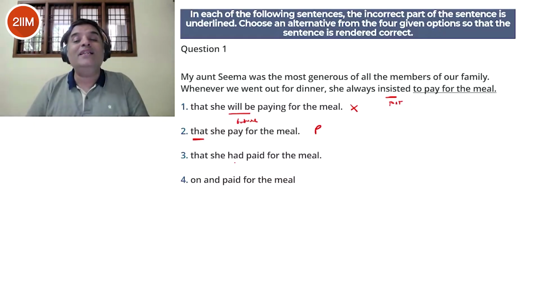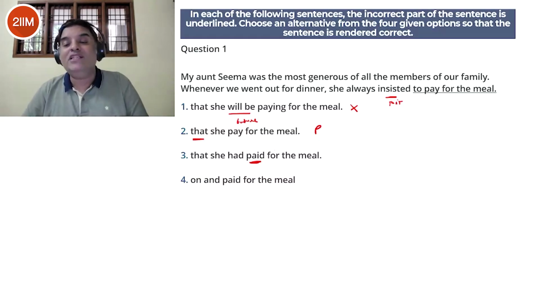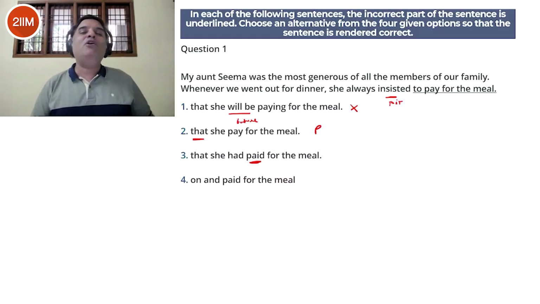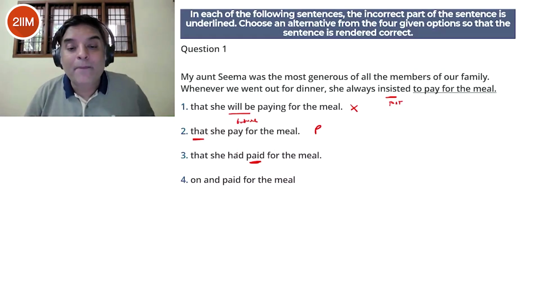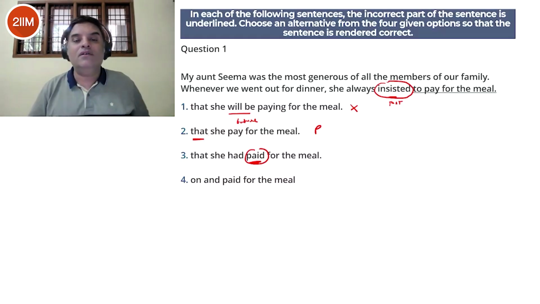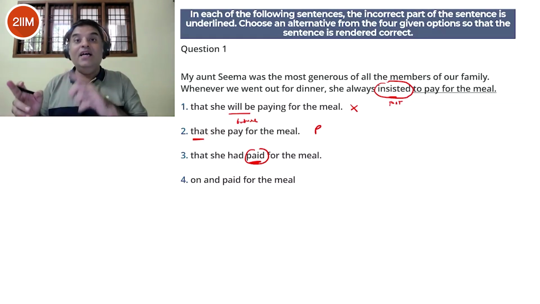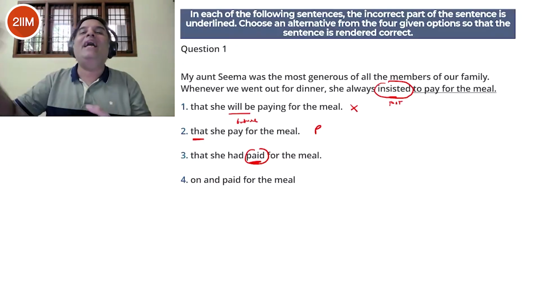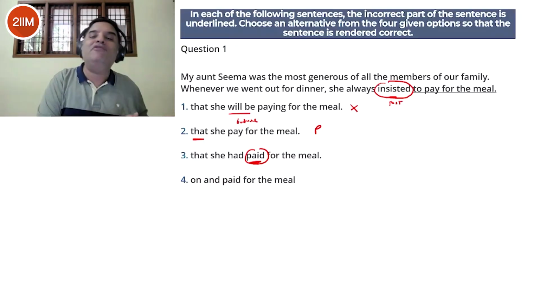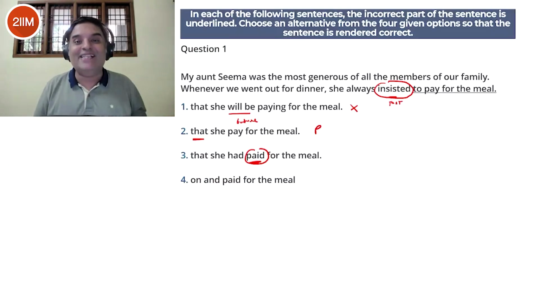She always insisted that she had paid for the meal. Interesting. Now, this is also in past tense. Insisted is also in past tense. But think about this sentence. "She always insisted that she had paid for the meal." So you're basically saying the paid part came before the insisted part. Isn't it? Think about it. How does this make sense? She will insist first and then pay. How can the payment come first and then the insisting part? That doesn't make sense. Okay.